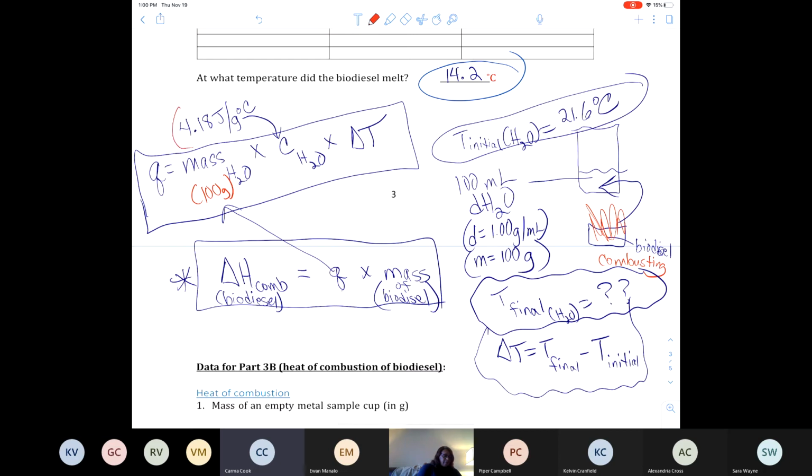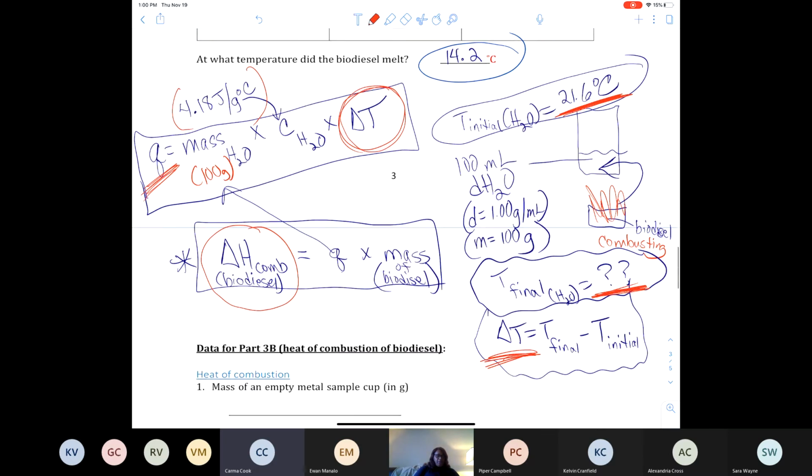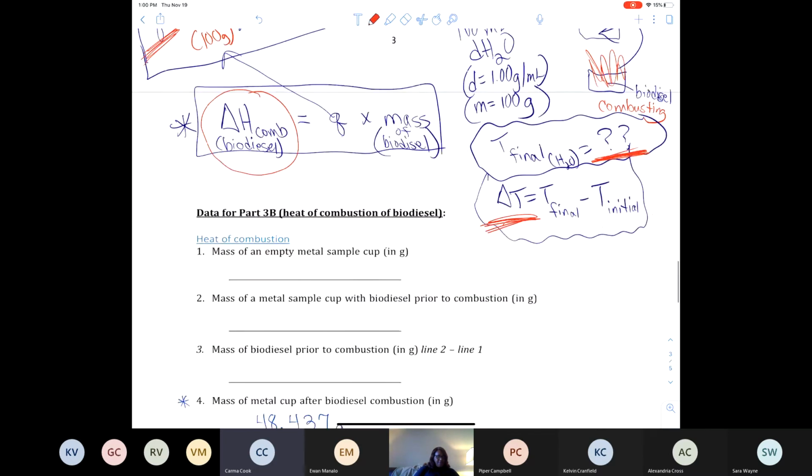We know what the specific heat of our water is. So experimentally, we've got to determine the delta T. We already know what the starting temperature is. So you've got to watch the video to find out what the final temperature is. And when you do, you can calculate your delta T. And when you calculate your delta T, then you can calculate your Q. And then once you calculate your Q, you can find your delta H of combustion. Okay? So that's what you're going to be doing for the final part of the lab.